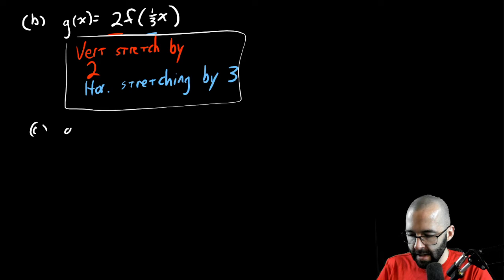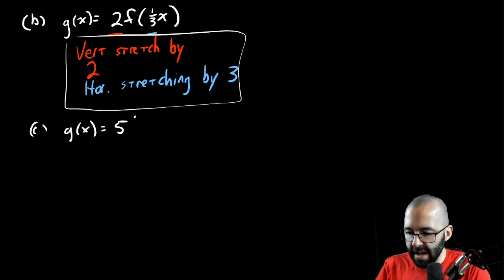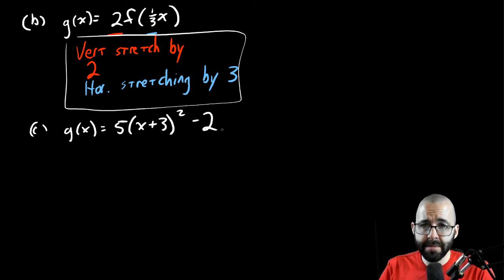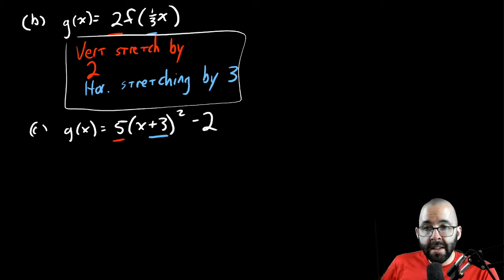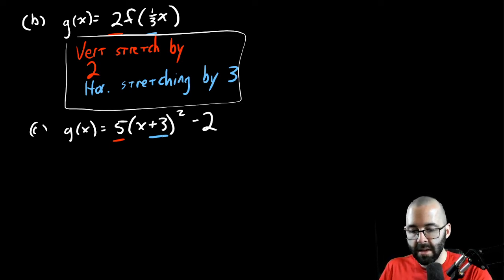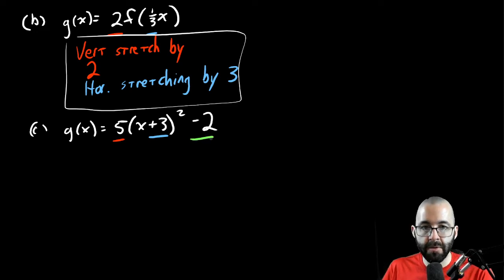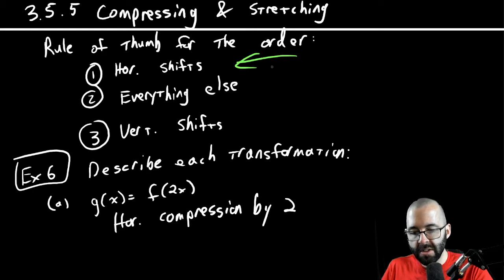Part C. g of x equals 5 times (x plus 3) squared minus 2. So there's 3 things here, right? Multiplying on the outside, that's a vertical stretch. Adding on the inside, that's a horizontal shift to the left. Subtracting 2 on the outside, vertical shift. Let's make sure to do these in order. Horizontal shift first, vertical shift last. Everything else can be in any order.